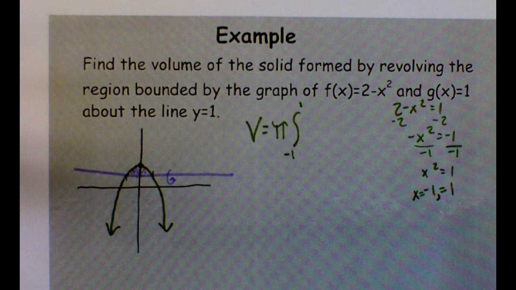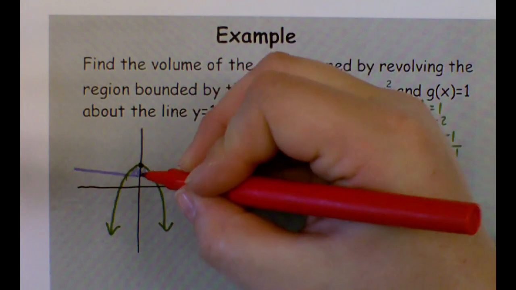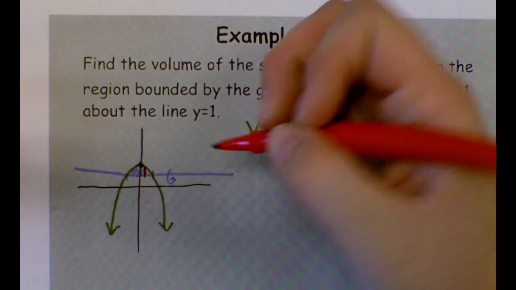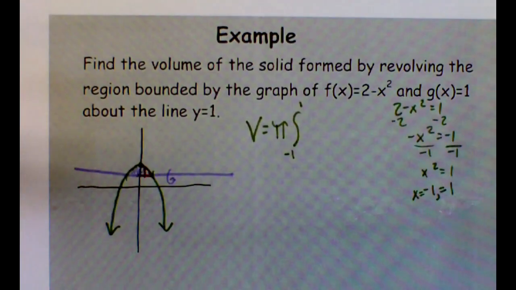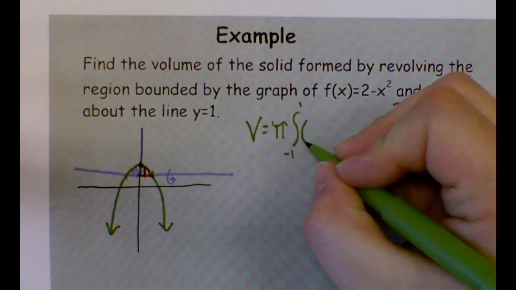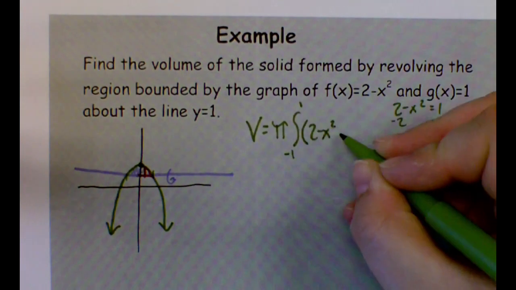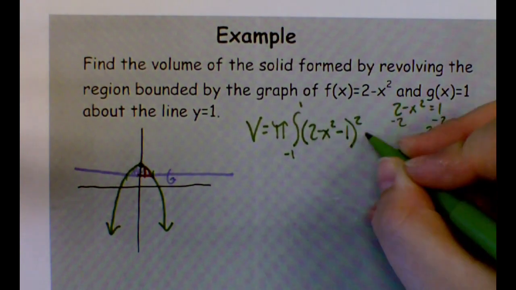Now our radius this time is a little different. For the radius, we only want this piece right here, which is just my function minus 1. So I'm going to take 2 minus x squared minus 1, squared, dx.